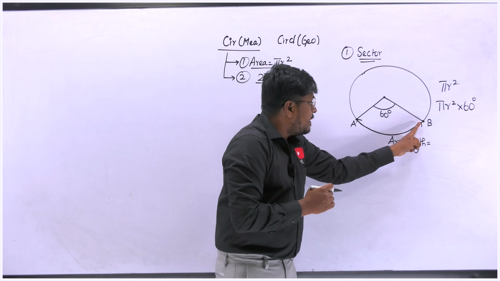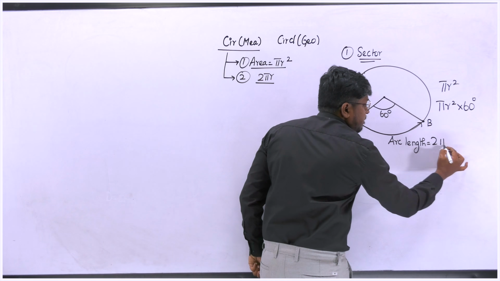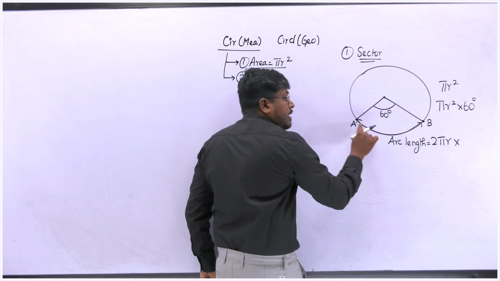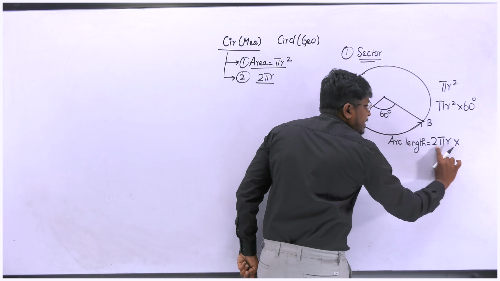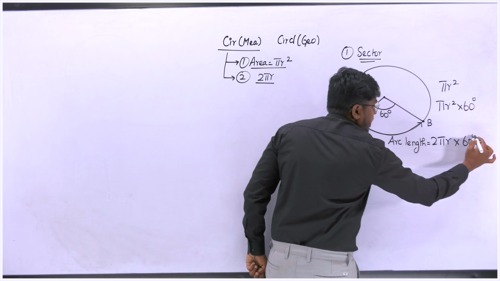Circumference of the circle, right? So the total circumference of the circle is 2 pi r. Out of this 2 pi r, if we need to find this arc length alone, multiply the circumference by the angle of 60 degrees, right?